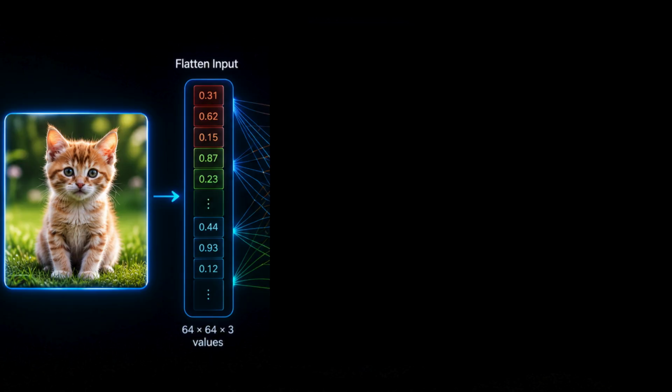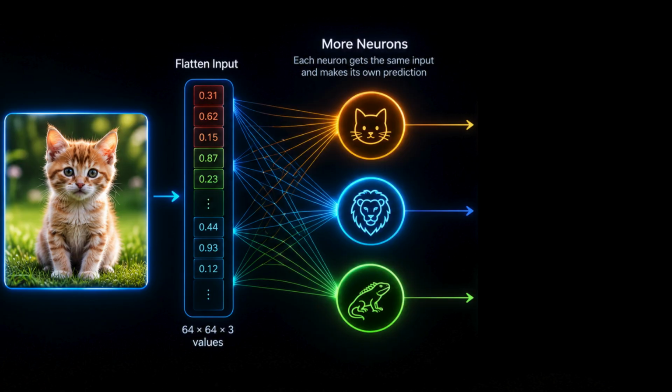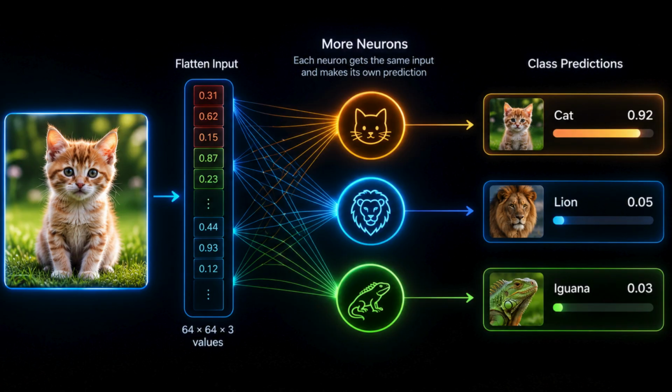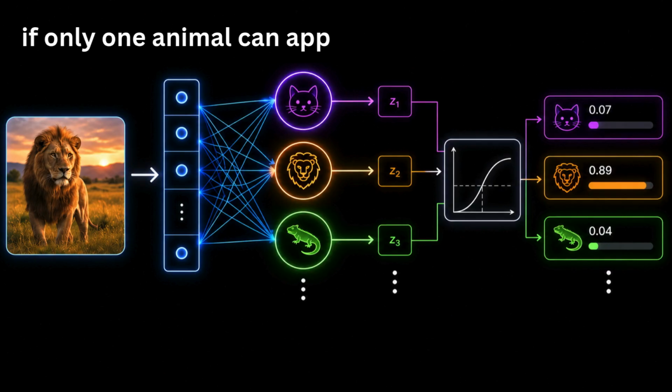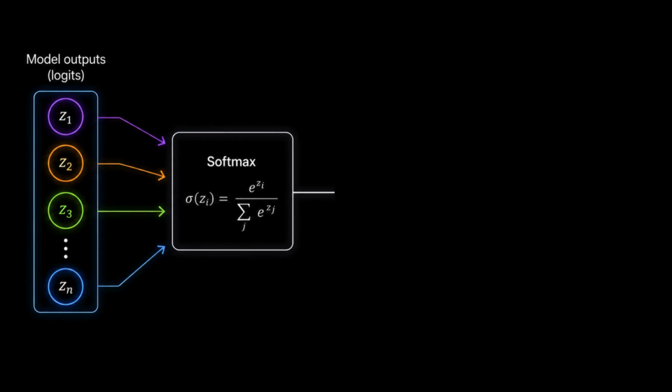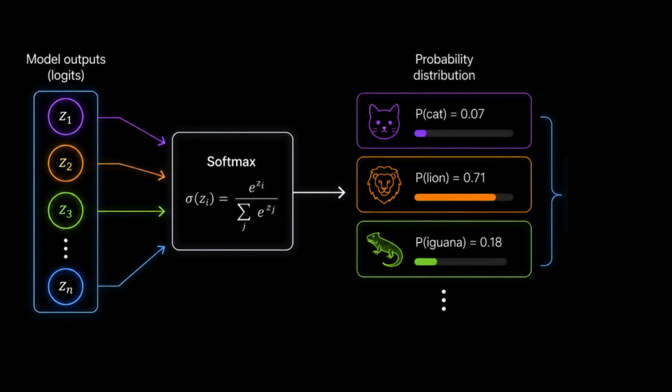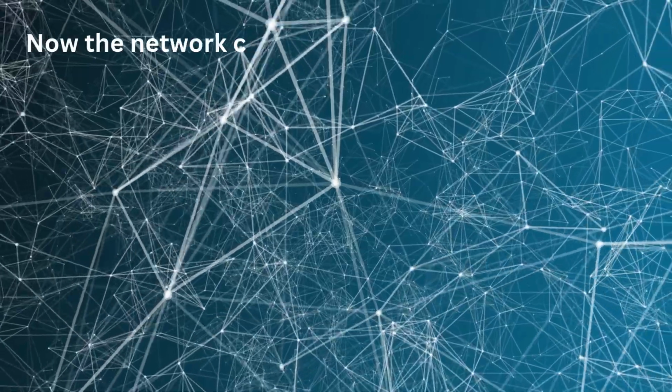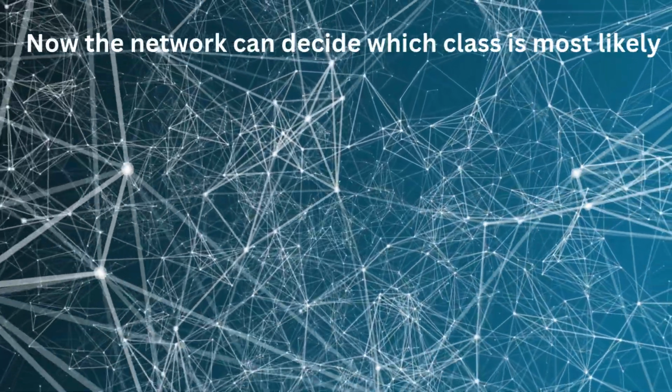But what if we want to recognize a cat, a lion, or an iguana? We add more neurons. Each neuron receives the same input and produces its own prediction. And if only one animal can appear in the image, we can use Softmax. Softmax turns the outputs into a probability distribution, where the probabilities add up to 1. Now the network can decide which class is most likely.